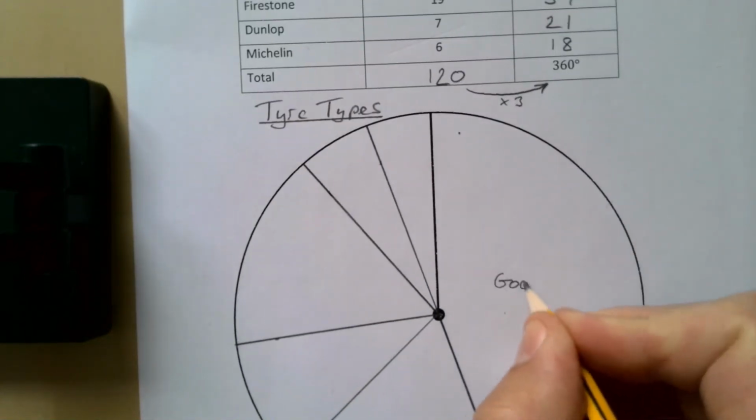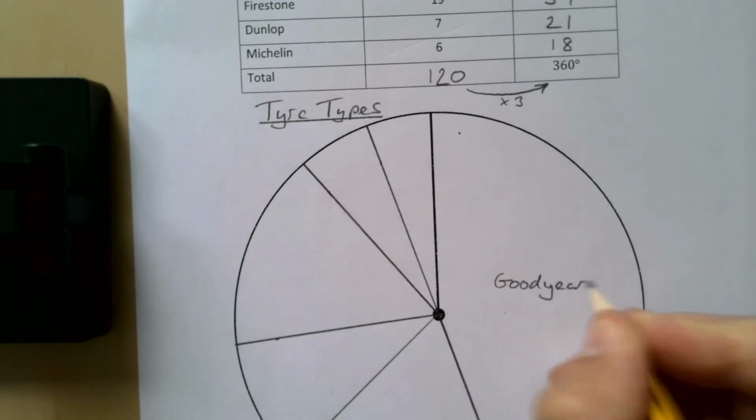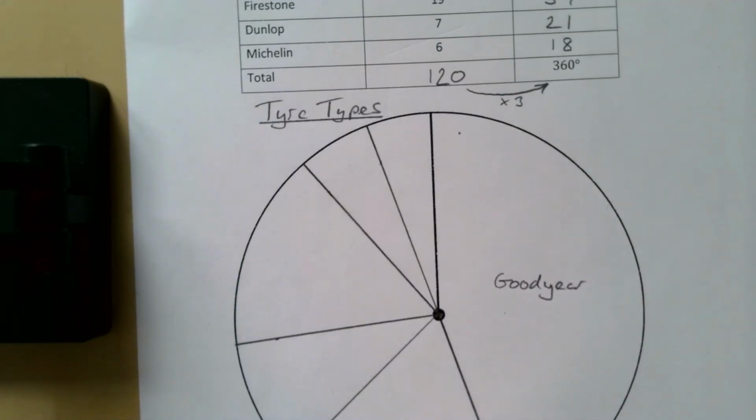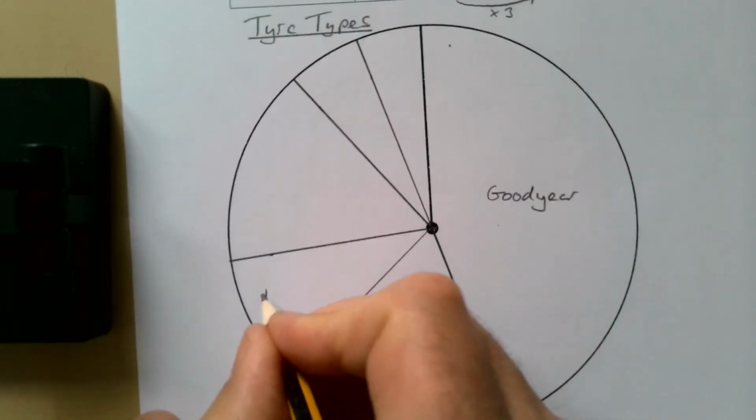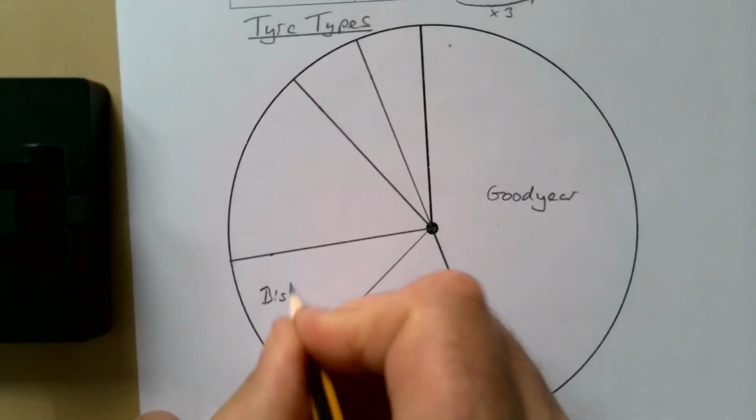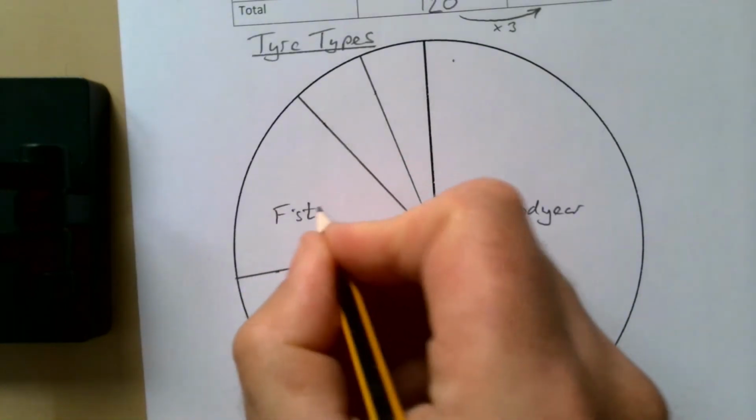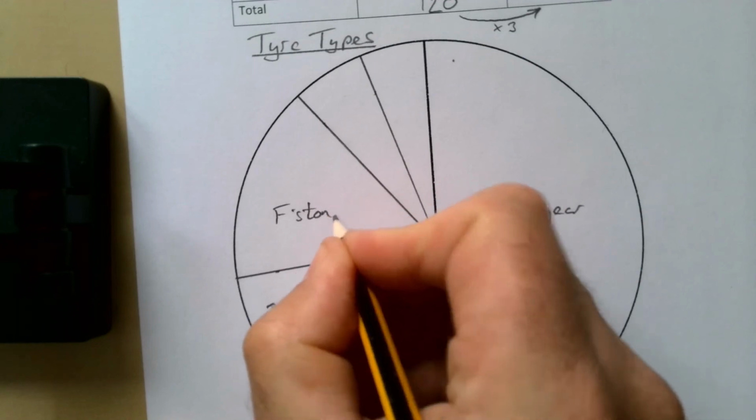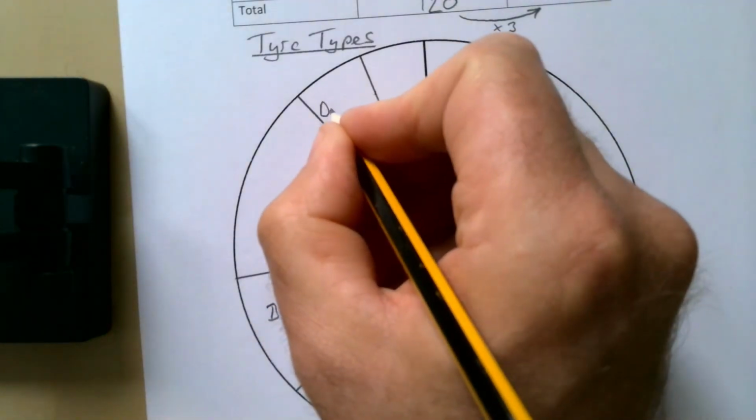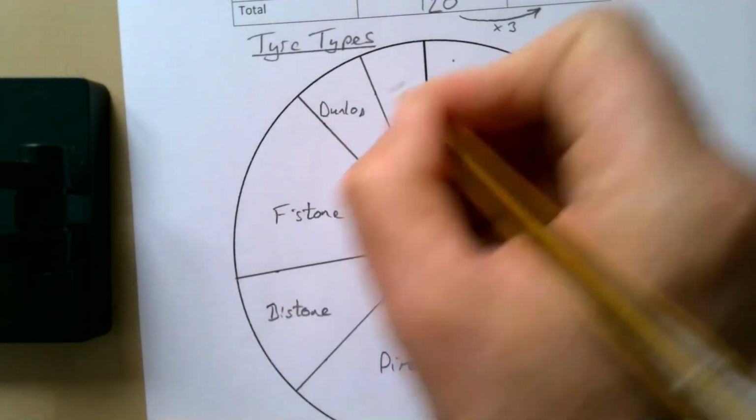Let's go for Goodyear, Pirelli, Bridgestone, Firestone, Dunlop, and Michelin.